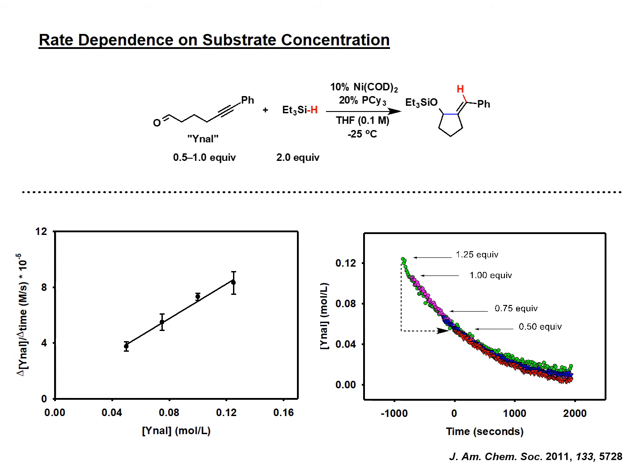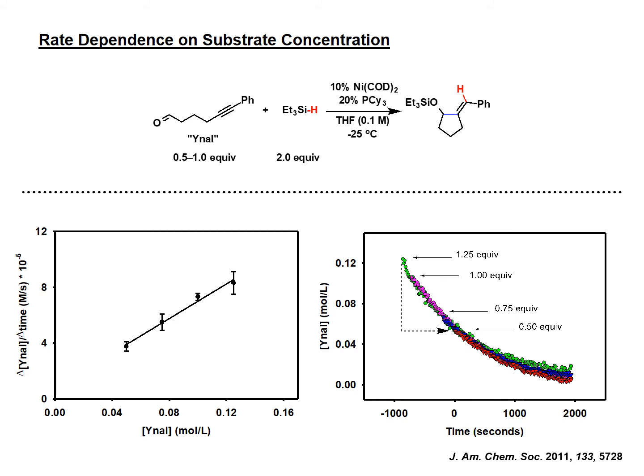But this is a really important thing that you can extract a lot of information out of, and I said, oh, all I care about is this. I got a straight line, positive order in the inal. All right, so we have positive order in the nickel, positive order in my substrate. And so now the $64,000 question is, what is happening with the silane?